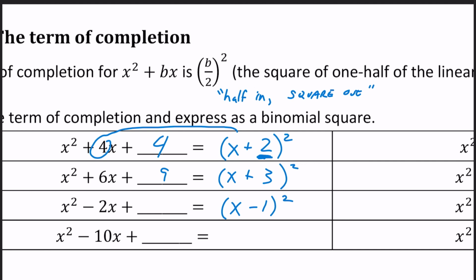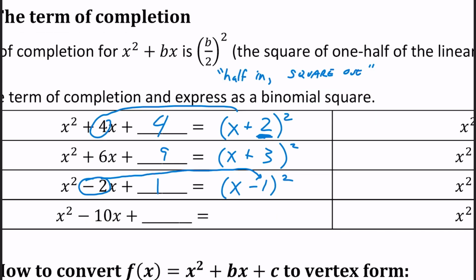Half in means I'm going to take whatever number I see as the multiplier of x and take half of that number and put it in the parenthesis. Square out means that as I square the binomial, it'll create x squared minus 2x, but it'll also create a plus 1. Half in, square out.